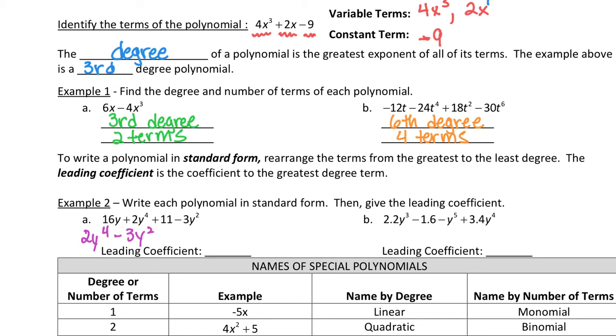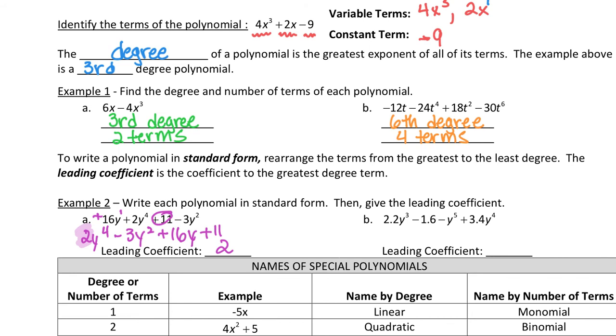Now don't forget that the 16y, that is a first power. You don't need to write that down. But if there's no sign in front of it, that's a plus. So we're going to write 16y. And we always finish with constants last. So this guy right here, that's my constant. And I'm going to write plus 11. My leading coefficient, remember, is the number in front of the first term of the highest degree term. My leading coefficient in this case is the 2.